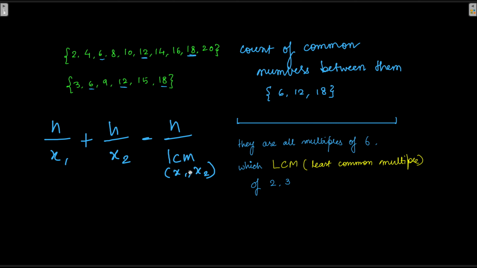So let's see this again. n in our case is 20. So 20 divided by 2 plus 20 divided by 3 minus 20 divided by 6. And that is going to be the answer of this question.